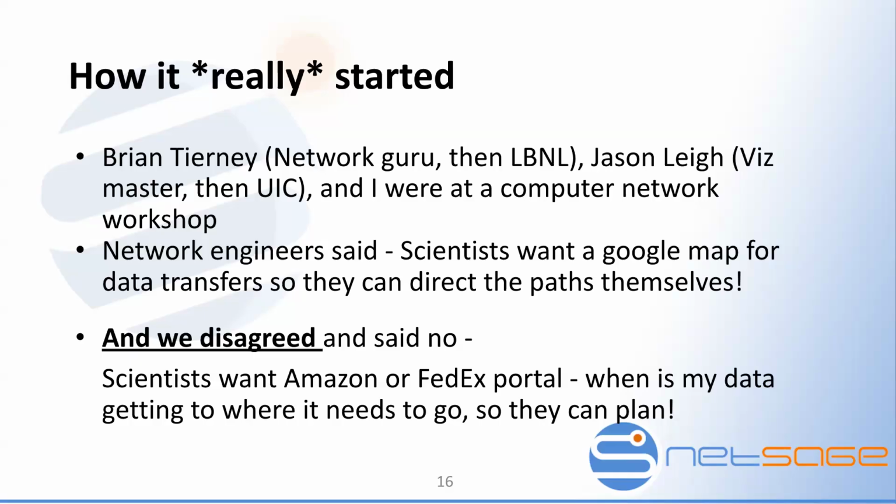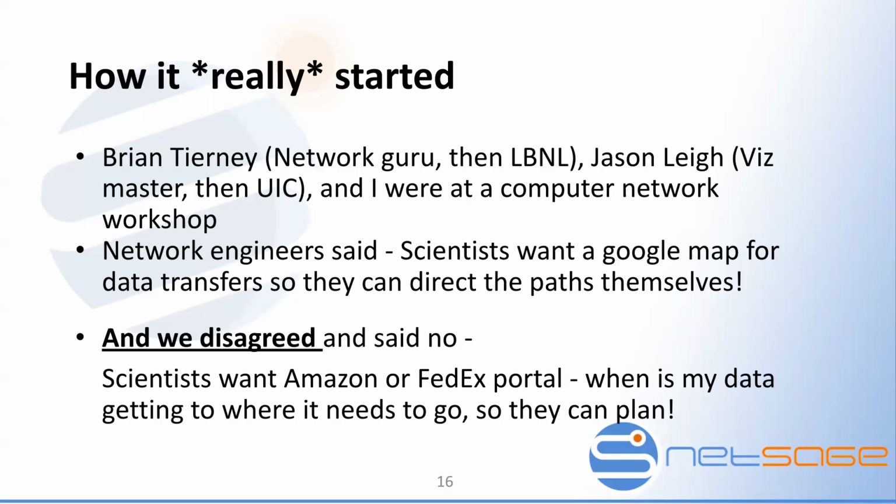There are various reasons why networks are routed different ways. All these network engineers were like, well, scientists want to make these decisions. And we disagreed. We were pretty vocal in our little corner saying, no, we disagree. Look at FedEx. I don't know why my package from Chicago to Indianapolis goes through Memphis, Tennessee. FedEx does. That's the right way for it to go. And it gets to me in 12 hours. That's all I care about.